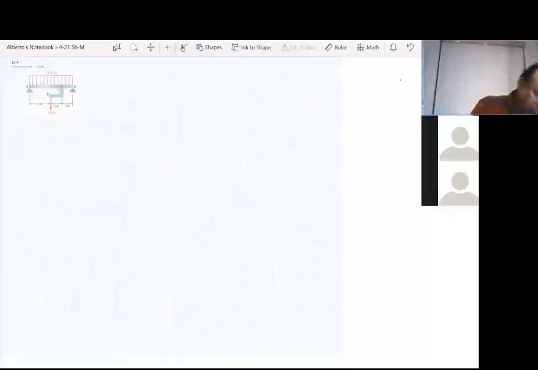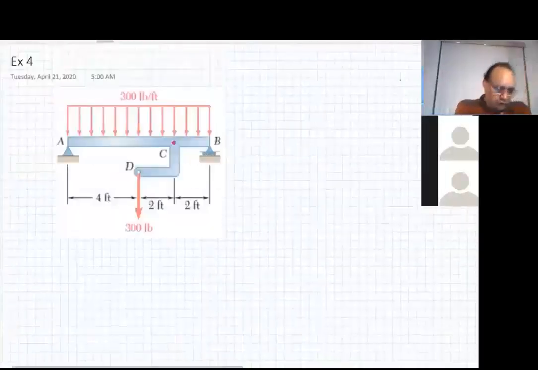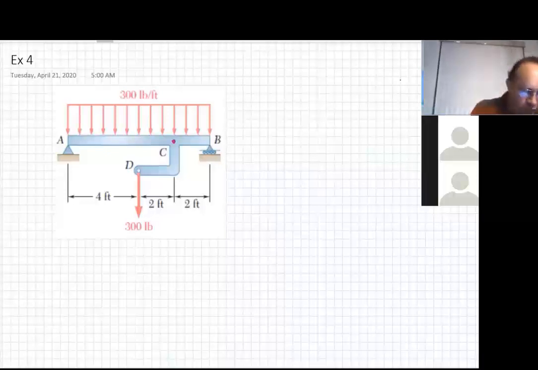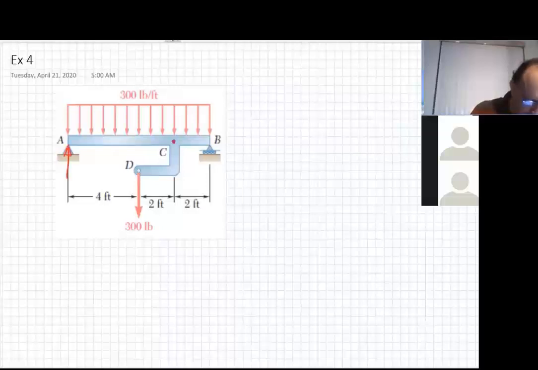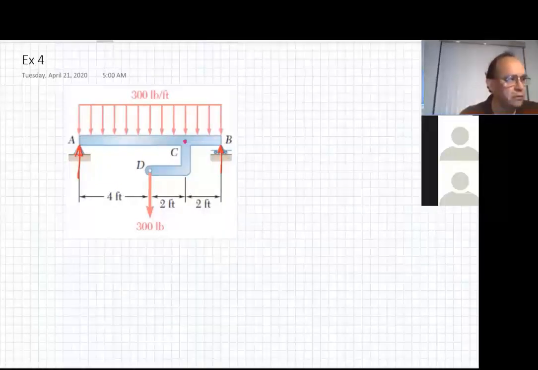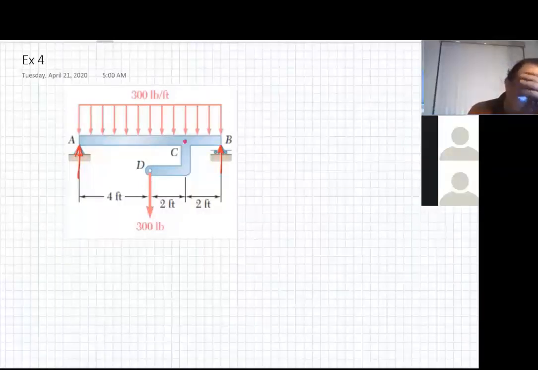Okay, here we have an example. We need to calculate the reactions on this. Would you guys be able to find the reactions? We have here A, B. You see everything is symmetrical, right? So whatever load we have here, we divide it by 2, and those are the reactions. Very easy to find, right?